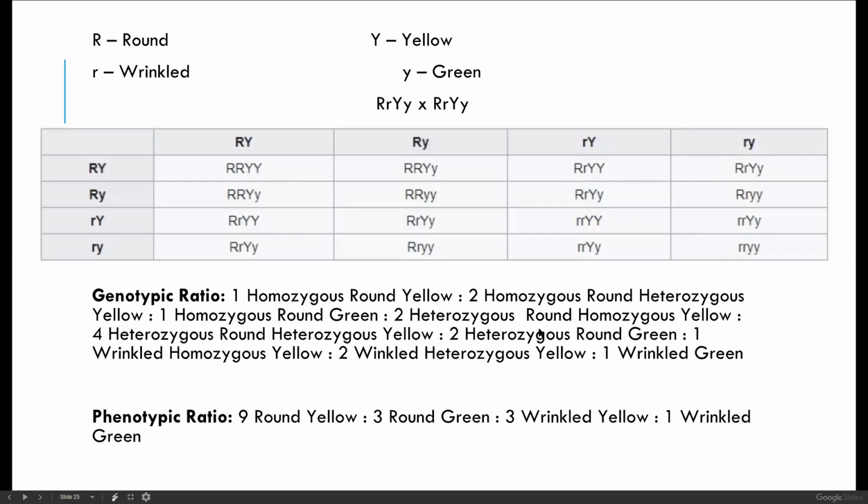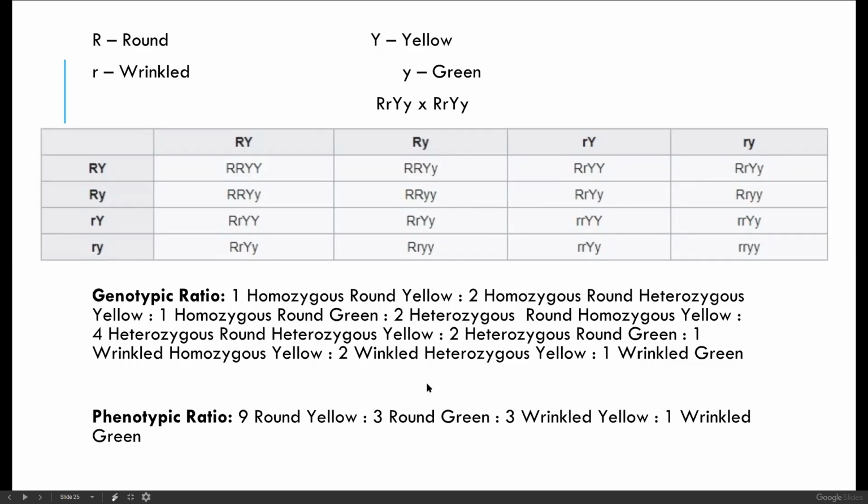This is what we call dihybrid cross. Your phenotypes, or phenotypic ratio, is 9 round yellow, because we're looking at the physical appearance, not the genes itself, right? 9 round yellow. So how many round yellow? 9. So 1, 2, 3, 4, 5, 6, 7, 8, 9. Okay, again, 9 round yellow, 3 round green.